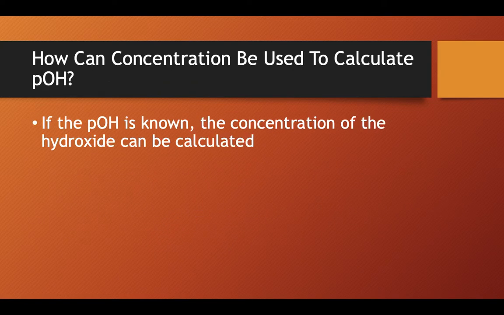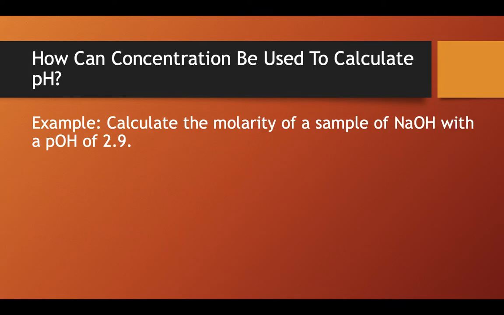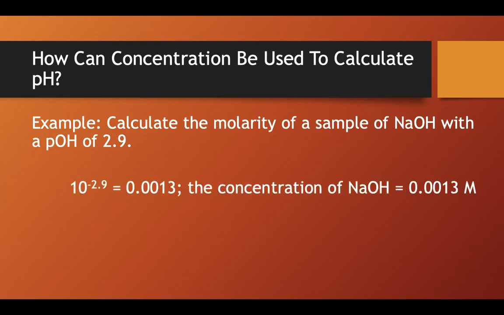Okay, so if we know the pOH of a solution, we can work backwards to the concentration. And again, we use base 10 to do this because the opposite of logarithm is base 10. So the hydroxide ion concentration of a solution is going to be equal to 10 to the power of negative pOH. So again, here is an example problem. If we needed to calculate the molarity of a sample of sodium hydroxide with a pOH of 2.9, then I would do base 10 to the negative 2.9. And the answer again is going to be 0.0013. So the concentration of that sodium hydroxide is going to be 0.0013.